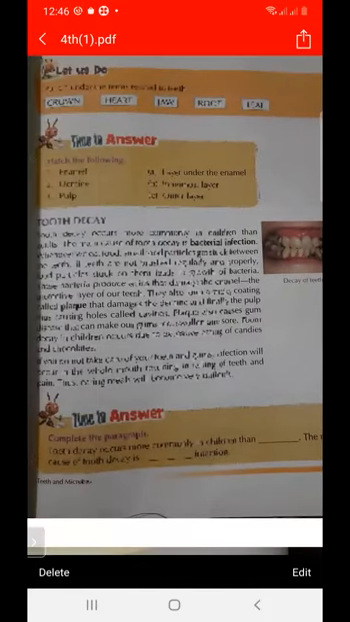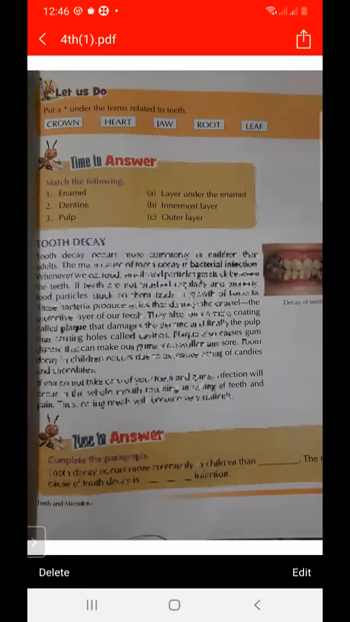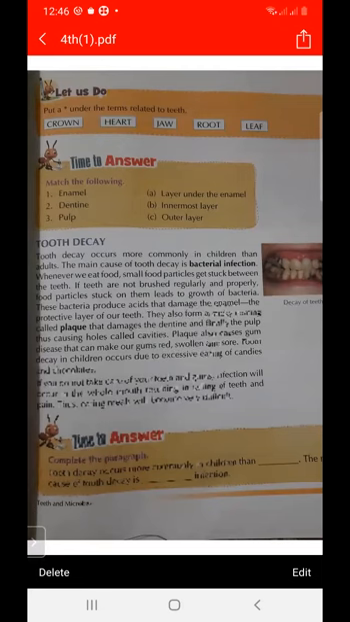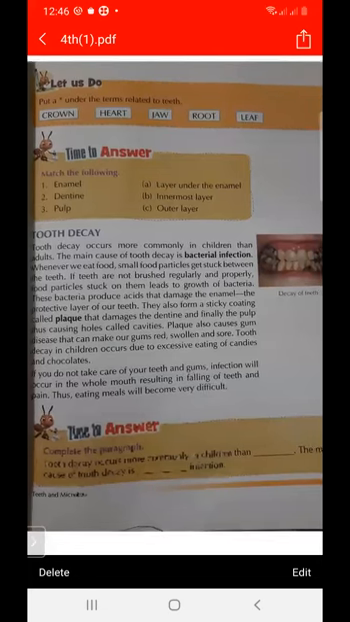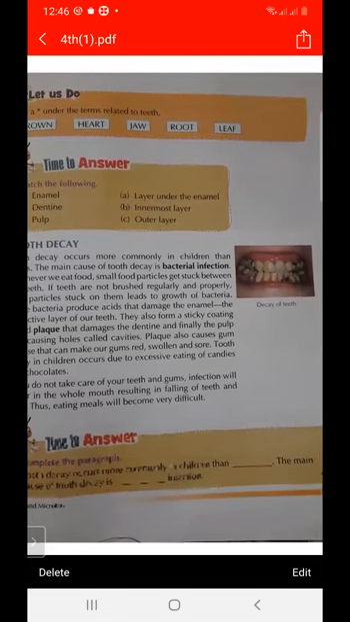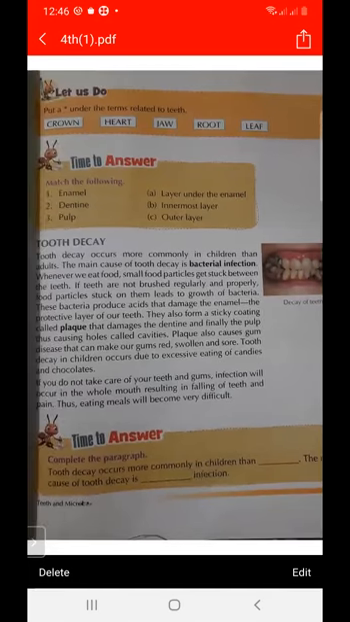So you have to remember why tooth decay occurs in children. If we eat an excess quantity of candies and chocolates, then tooth decay occurs. And if you don't take care of your teeth and germs, the infection occurs in the whole mouth. Due to this infection, teeth fall out, and eating meals becomes very difficult.